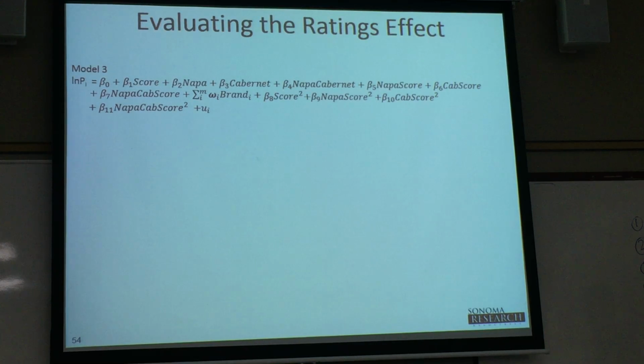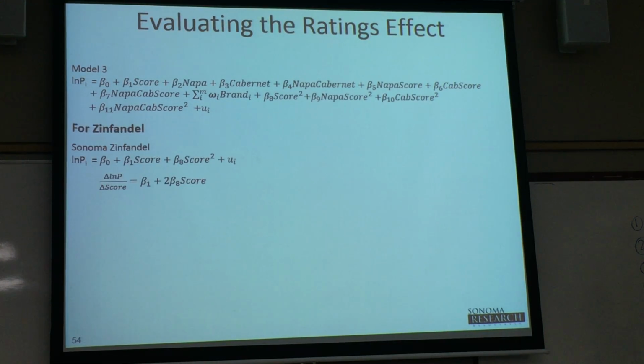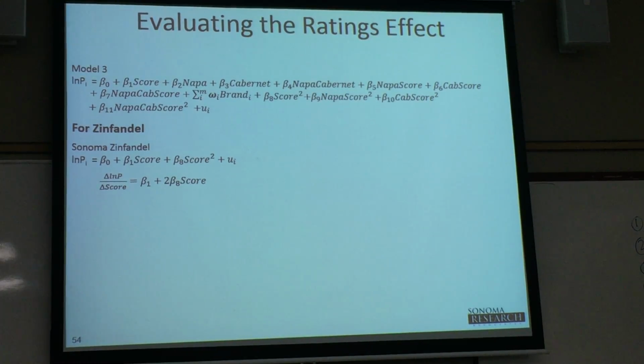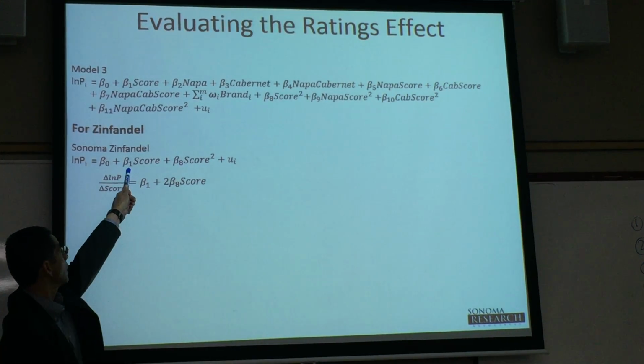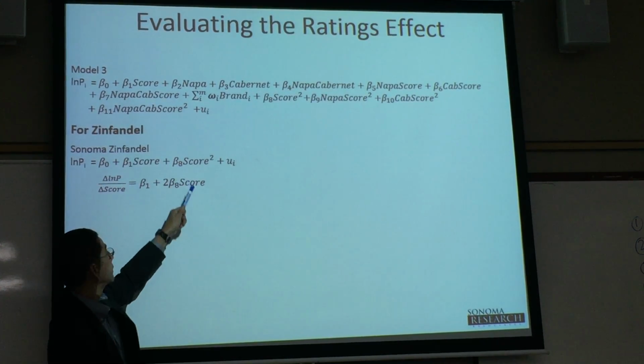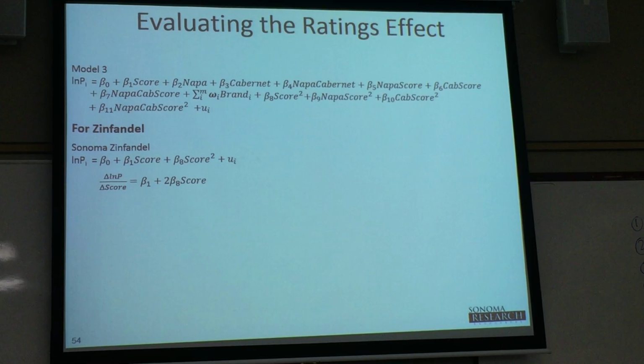All right, so this looks like the same, to answer your question. The score squared, yeah. I was getting confused. We're not gonna worry about how it comes up. It's basically the derivative, but we don't wanna get into calculus. To measure the ratings effect for Zinfandel, it's gonna be the coefficient on score plus 2 times the coefficient on score squared times score. So you just need to write that down.